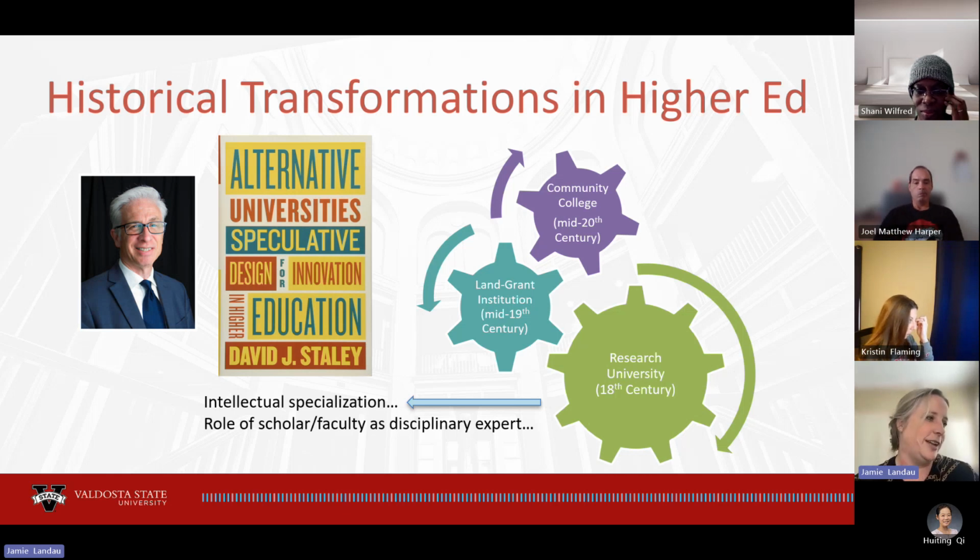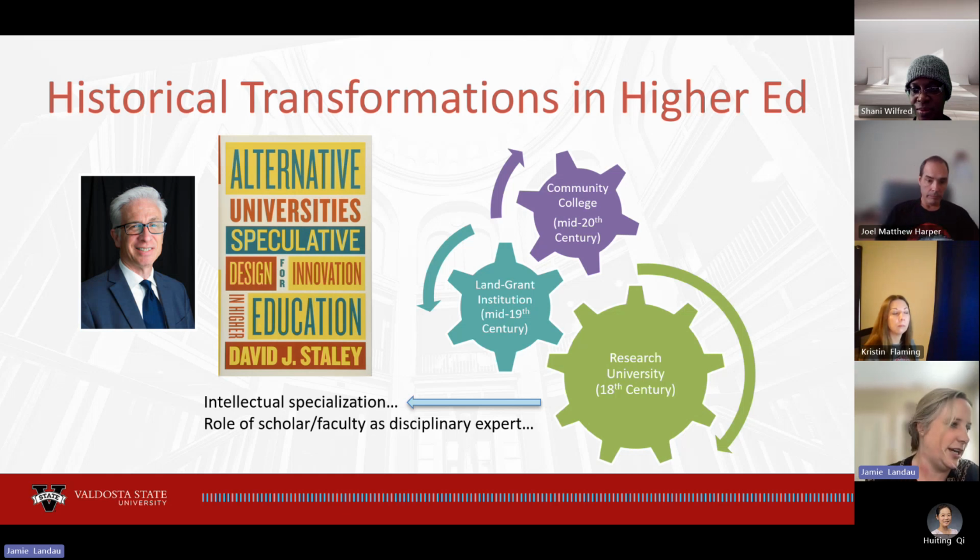Institutional innovation and major transformations have occurred at several junctures in history. For example, in his book, and this is a cover of the book that I'm referring to, Alternative Universities: Speculative Design for Innovation in Higher Ed, published by Johns Hopkins University Press in 2019, historian David Staley notes how in the mid-19th century, the land-grant institution represented a distinctive shift in the landscape of higher ed that previously had been dominated by elite private colleges.